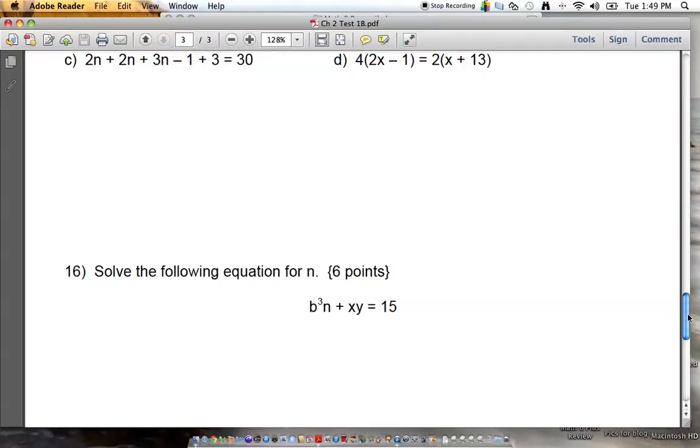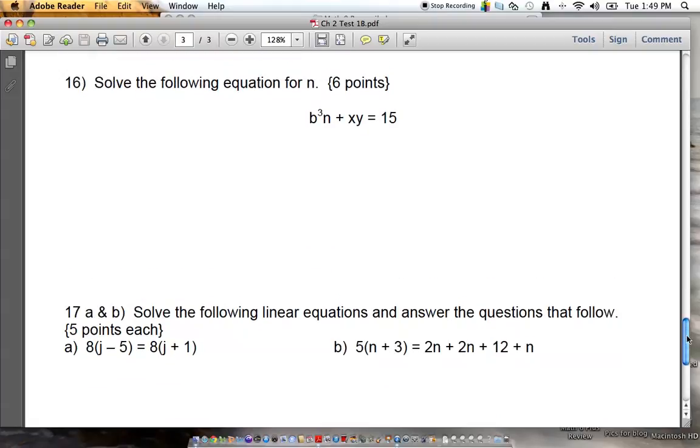And we get one of these ugly looking ones again. You'll notice it's worth 6 points on your test. So if you can't do this, you're out 6 points. What does it say to solve for? Solve for n. So that means your answer has to look like n equals.